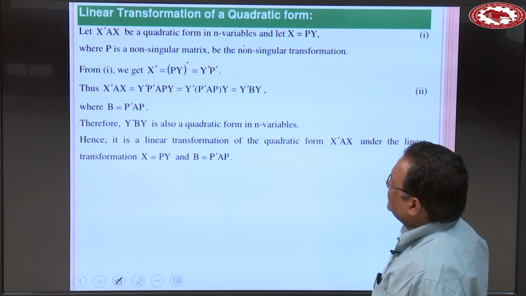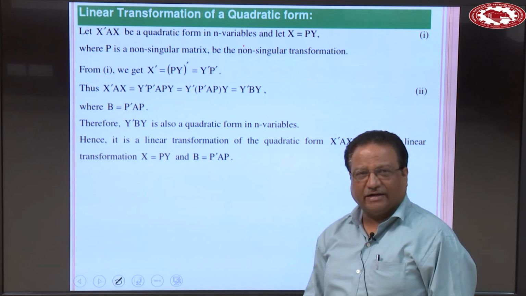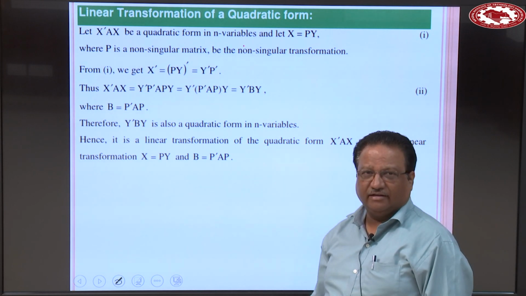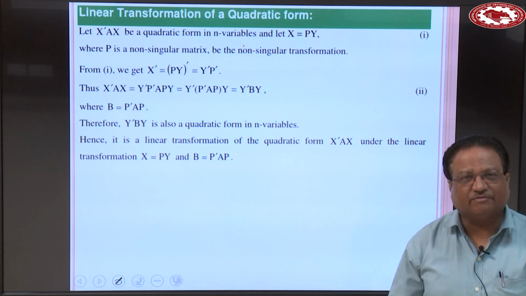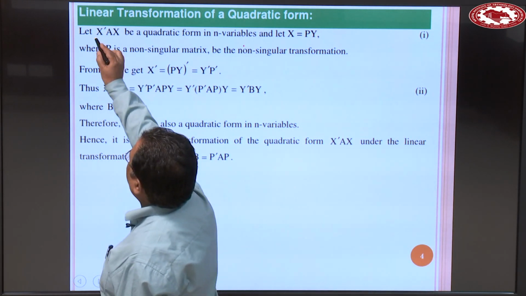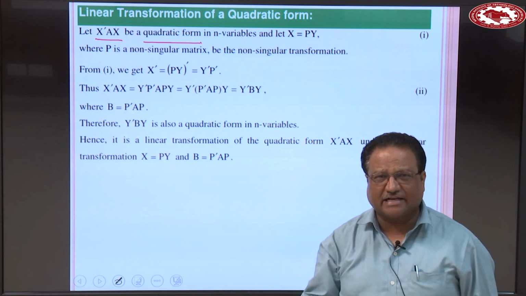Now the next one is linear transformation of a quadratic form. अब quadratic form की आपने linear transformation कैसे करनी है? Okay, linear transformation of a quadratic form. So let x'Ax be a quadratic form. We know every quadratic form can be written as x'Ax.